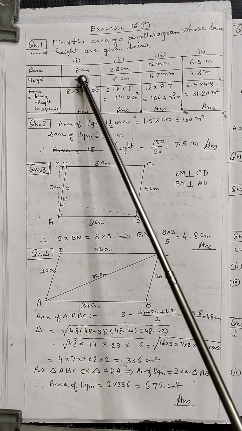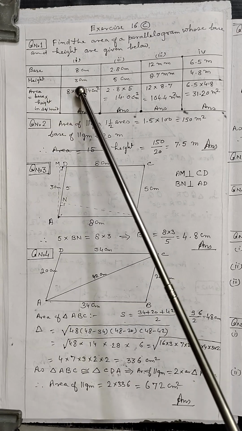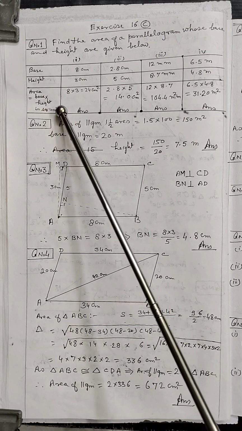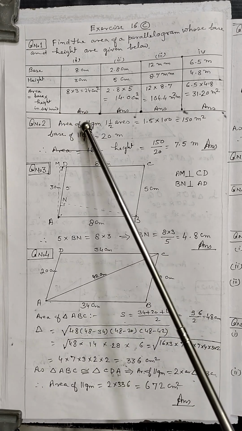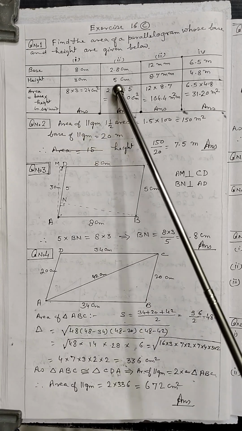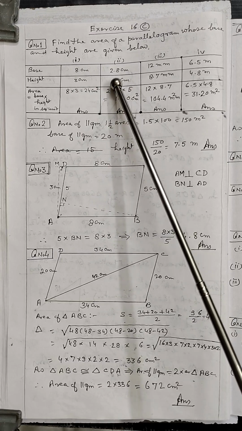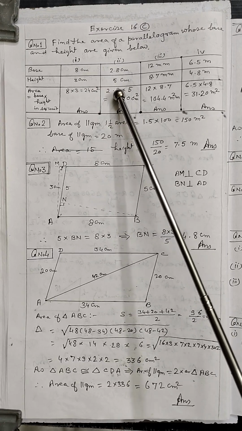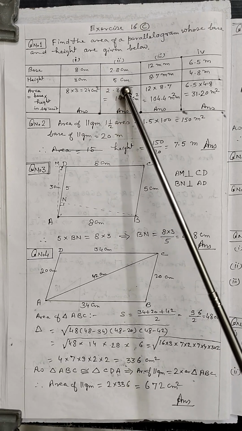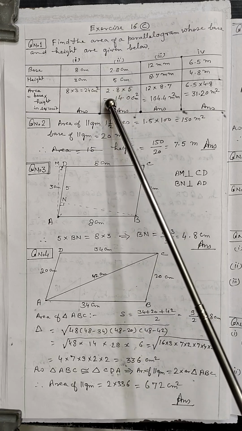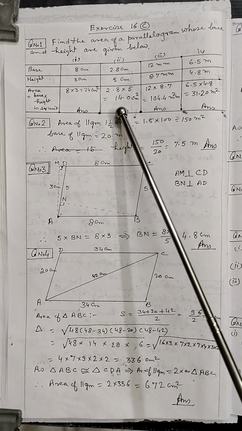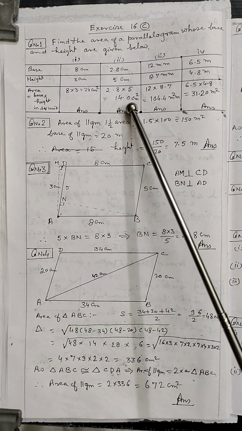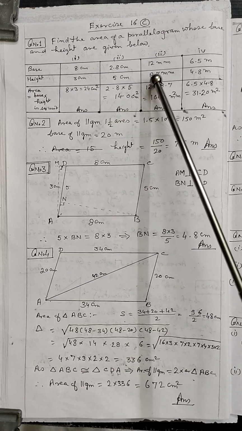Here the base is 8 centimeter, height is 3 centimeter. So the area will be equal to 8 into 3, that is 24 square centimeter. This will be the answer. In the second part, the base is 2.8 centimeter and height is 5 centimeter. So the area will be equal to 2.8 into 5, that will be equal to 14 square centimeter.